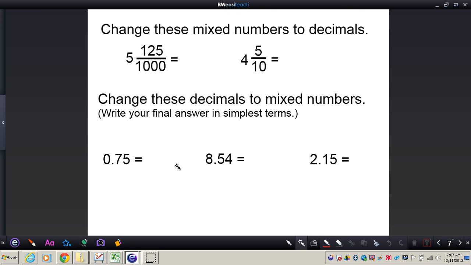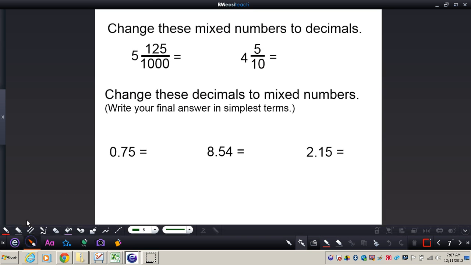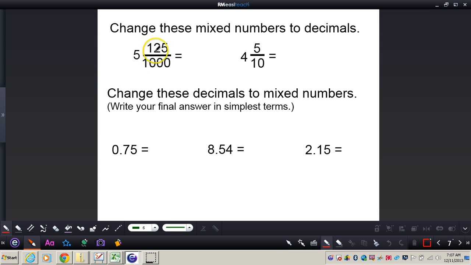Okay, what we're going to do now is change these mixed numbers to decimals, and we're going to do this together. My very first one, 5 125 thousandths. Let's write this out. The whole number is going to be 5. Now, I have 1,000 here, so that means this final 5 in 125 is going to need to fall into the thousandths place. This is pretty simple because with decimals, it starts at the tenths, then goes to the hundredths, then the thousandths place. So we'll just write 5.125, just like that. You can see the whole number.